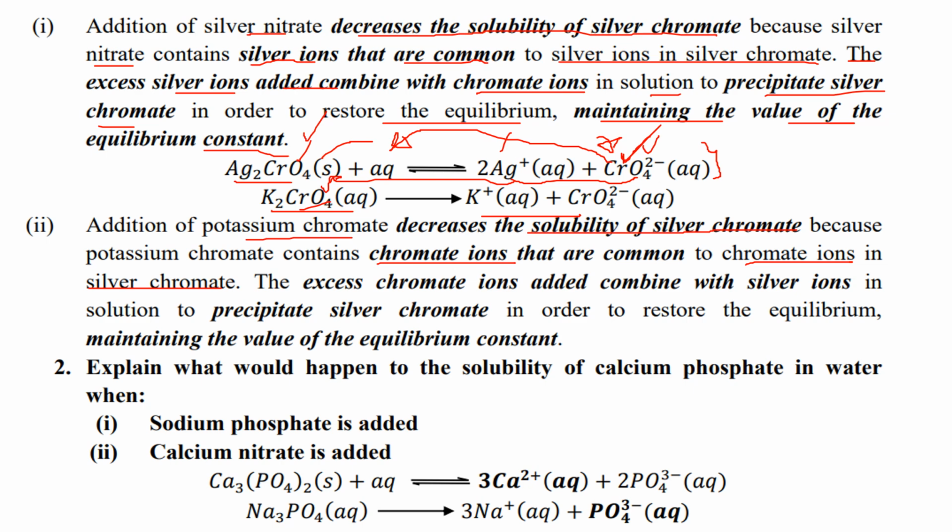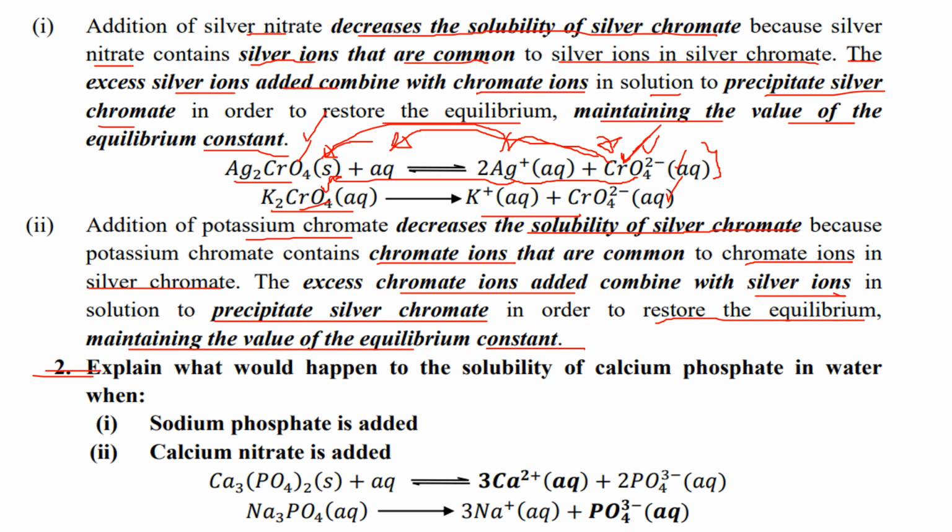Now the excess chromate ions being added, since they exist in excess in the solution, are going to combine with the silver ions back to form the solid silver chromate. That's why you say that it precipitates the silver chromate which is present in solution. And they do this in order to restore equilibrium, maintaining the value of the equilibrium constant unchanged. Now let's look at question 2.